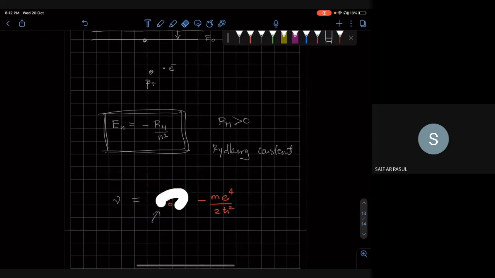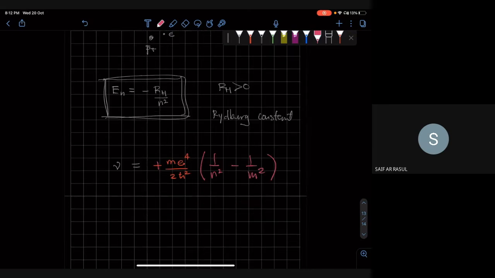So for a general n, we will have 1 over n squared minus 1 over m squared. Essentially, this is the formula that gives the possible frequencies of the hydrogen atom for values of n and m, which are given by integers. Is that clear? Yes, sir.